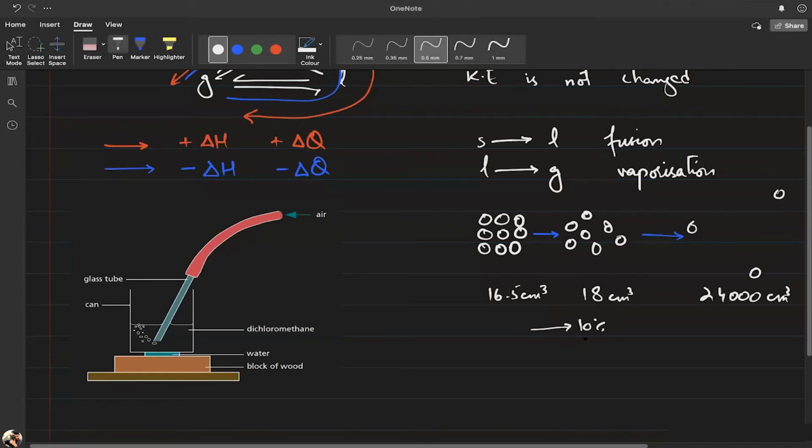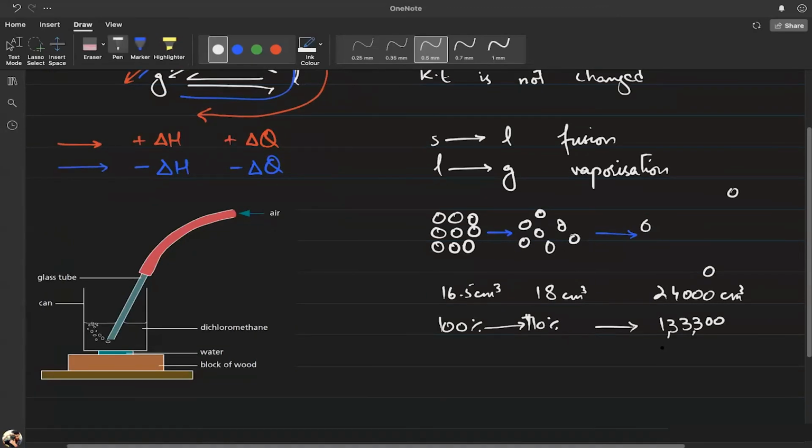I just increased its volume by how much? It was around 1.1%. So it has increased by 10% more. If this was 100% of the volume, this would be 110% of the volume, right? But if I took that liquid and converted it to this gas, I would have to increase it by 1333%. 1333 with 2 zeros. Yeah.